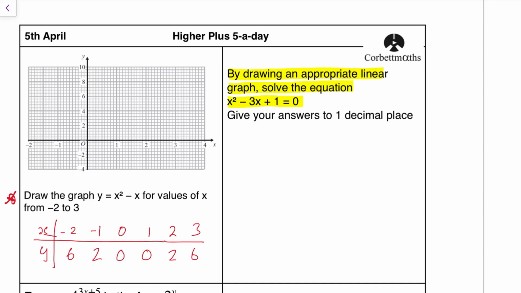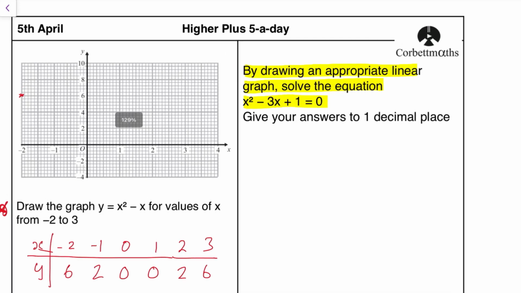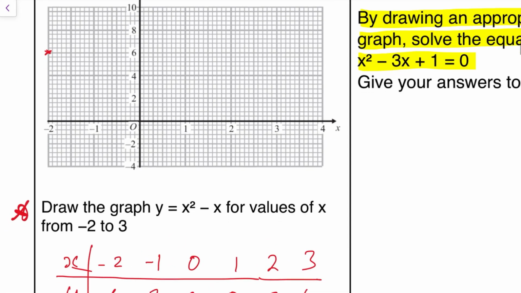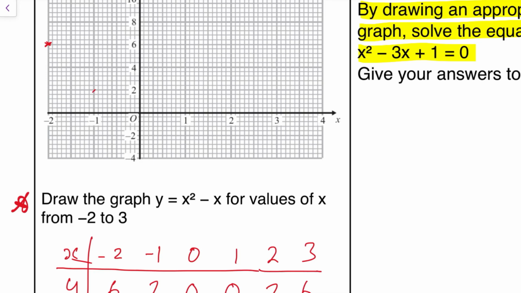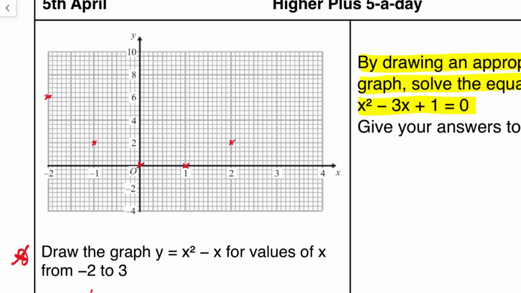Anyway, let's get graphing. So -2 against 6. Note the scale is not brilliant. Let's zoom in a little bit. -2 against 6, -1 against 2, which is here. Now, in an exam, you will have a much better piece of paper to do this with, as in a much bigger scale, much easier, not trying to squeeze it in like I am trying to do right now. Also, I suspect you'll be able to read your squares a little bit better.